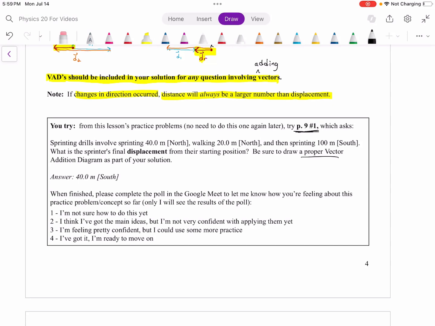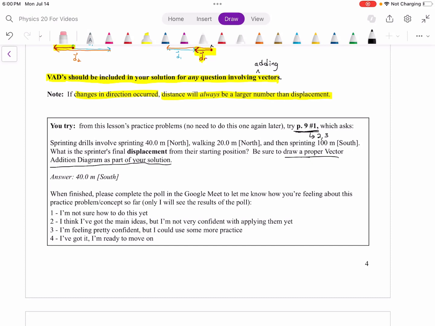Note that it says you need to draw a proper vector addition diagram as part of your solution. Okay, and if you've tried that one and you're feeling like, you know what, I want a little bit more practice, there are some more from that practice assignment, like for example, number 2 and 3 are also assigned. Those would be good practice now too, okay?